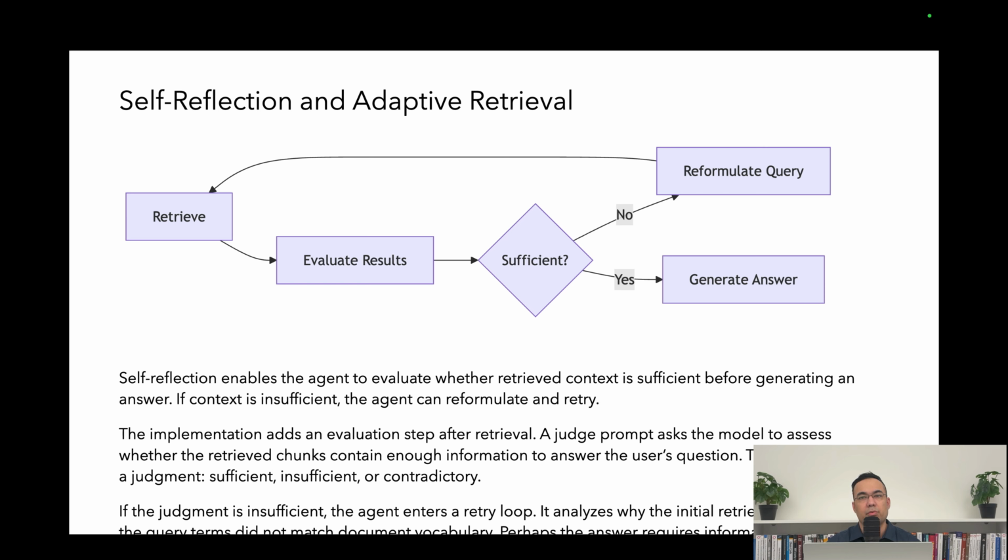The evaluation prompt requires careful design. It must distinguish between context that partially addresses a question, which may be sufficient for a qualified answer, and context that does not address the question at all. Overly strict evaluation triggers unnecessary retries. Overly lenient evaluation passes through bad context.